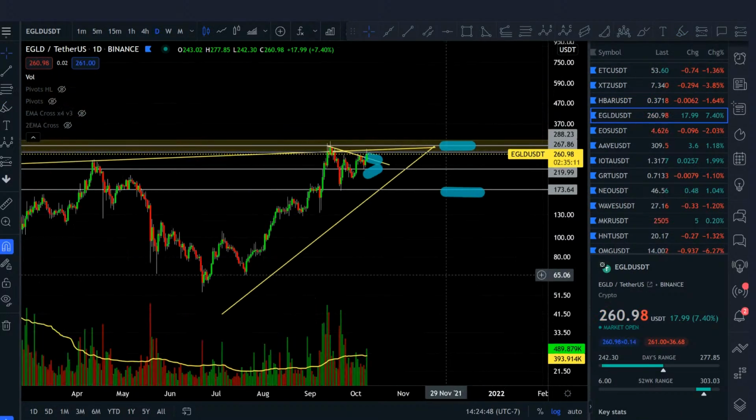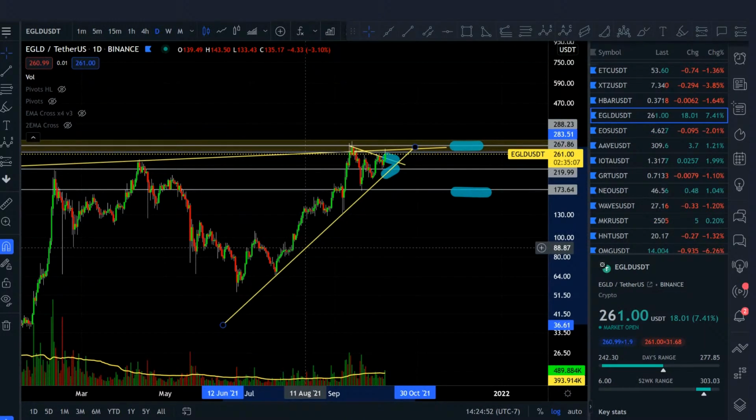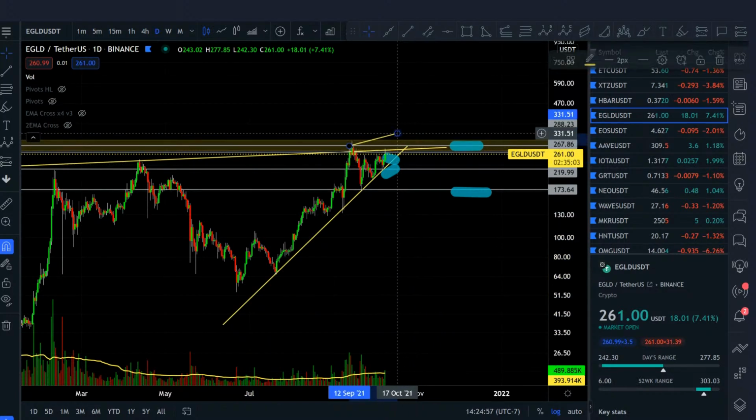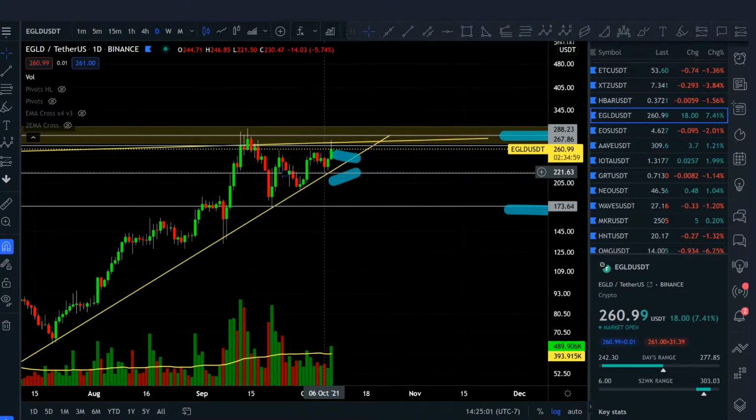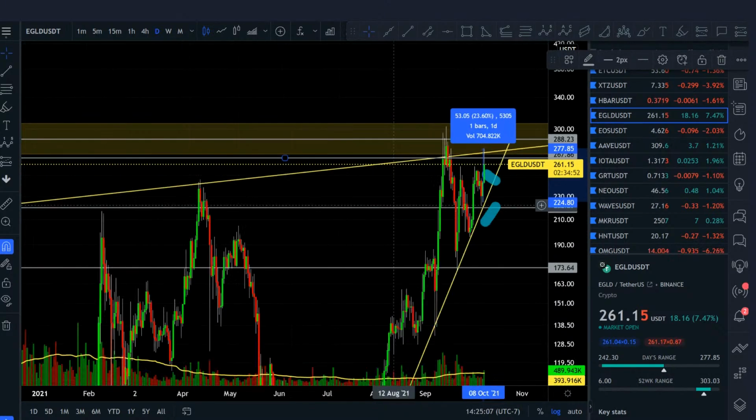Next, EGLD. This thing kind of got messed up yesterday. Sometimes it happens for whatever reason, probably because I have too many charts open at one time. But EGLD in the past 2 days did find the support, the relative double bottom support right here, and bounced up to the top of this range that we drew.